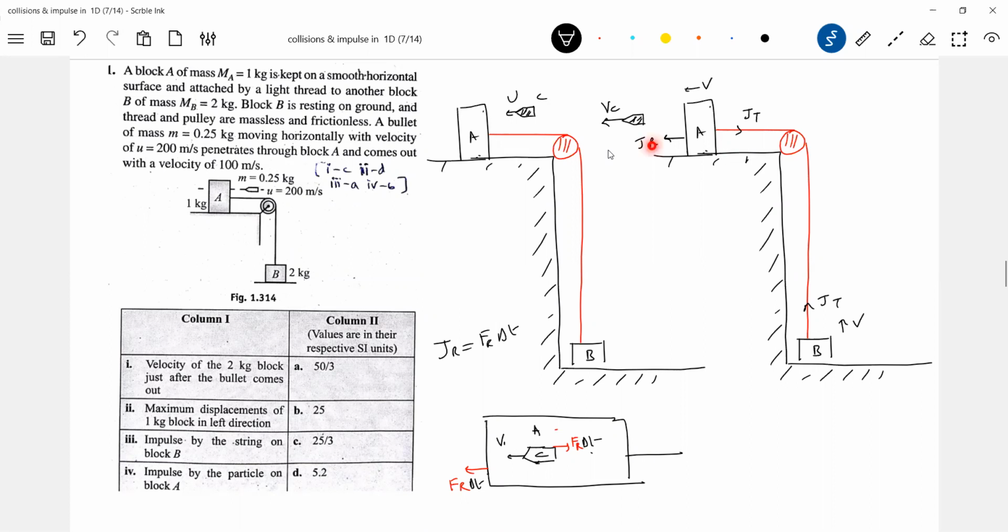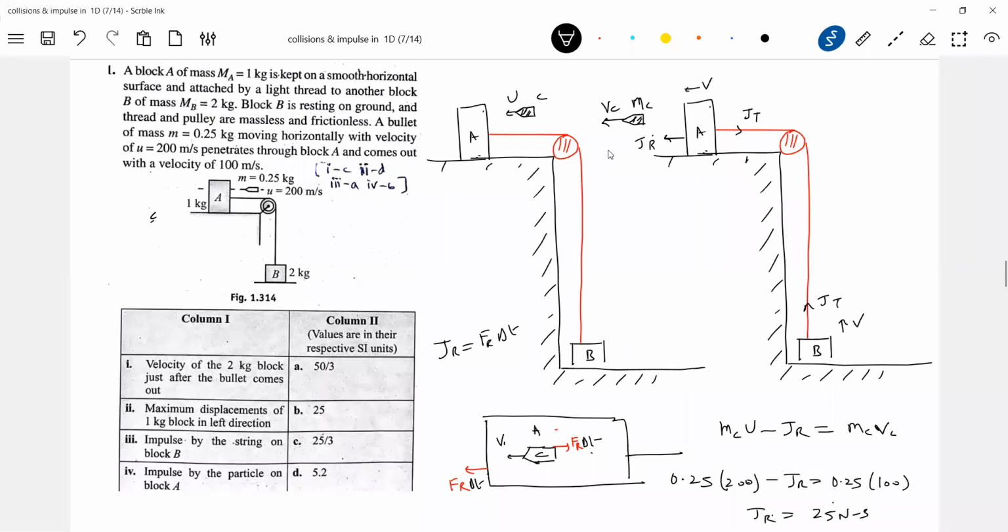So we don't know Jr, no? How to calculate Jr? I'll take help of the bullet. Look at the bullet here, mass of the bullet Mc, u minus Jr equal to Mc into Vc. We know u and Vc. Mass of the bullet is 0.25, initial velocity of the bullet 200, minus Jr. A very good problem. Impulse is not just writing some equation. Even the resistive forces can set up impulse. That's what this numerical is. So I'll get the value of Jr. Jr will be 25 newton seconds.